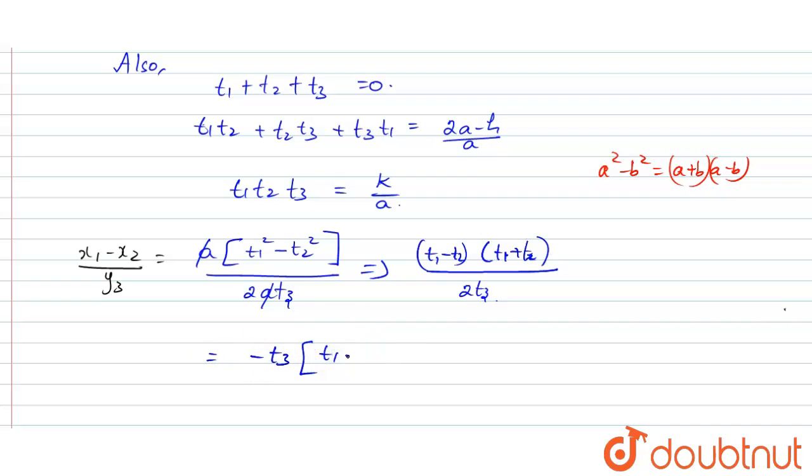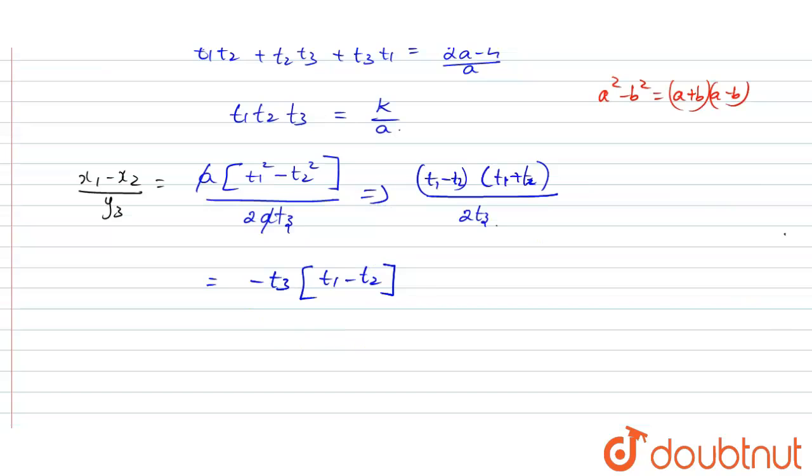So (t1 minus t2) divided by 2, where t1 plus t2 plus t3 equals 0. By this condition, (x1 minus x2) divided by y3 equals minus t3 times (t1 minus t2) divided by 2. That means it is negative here.